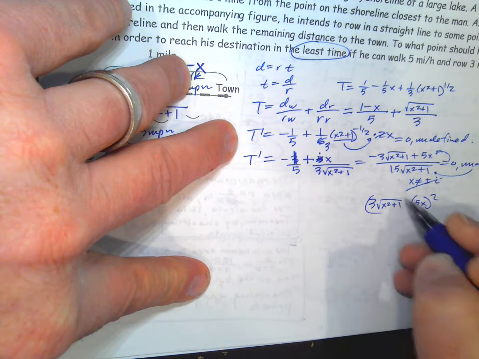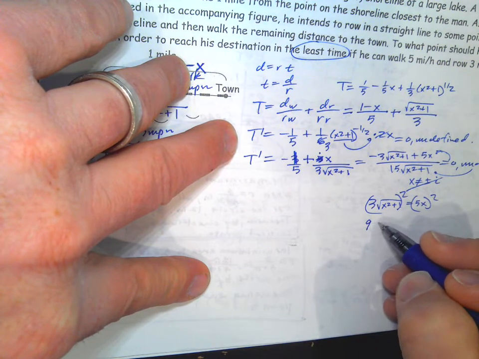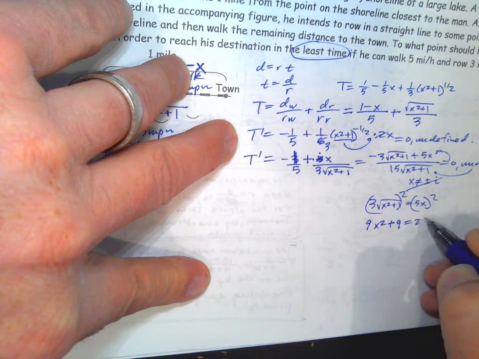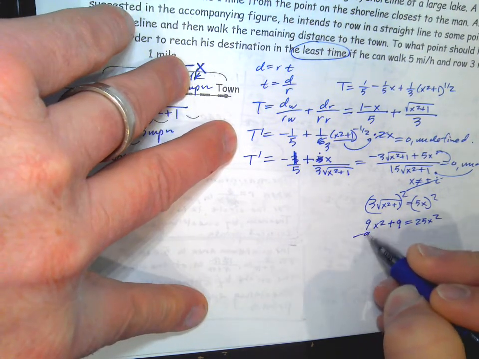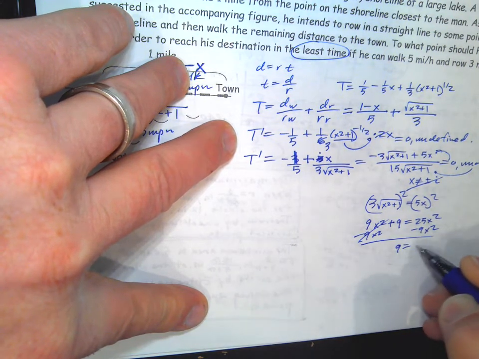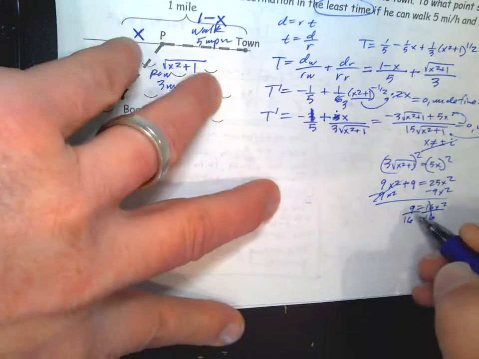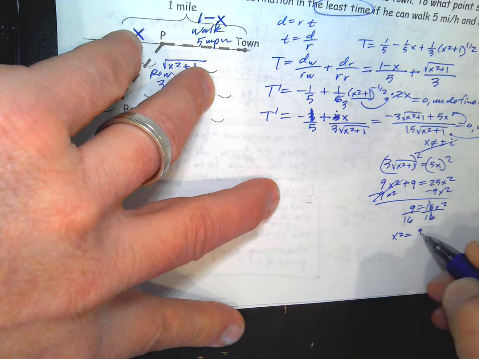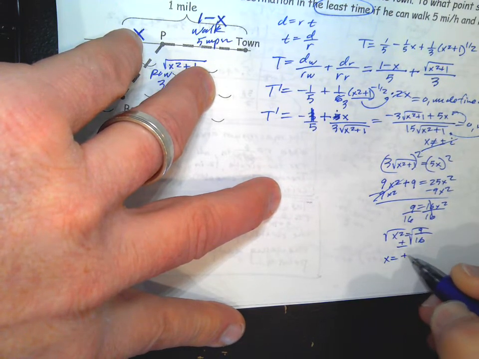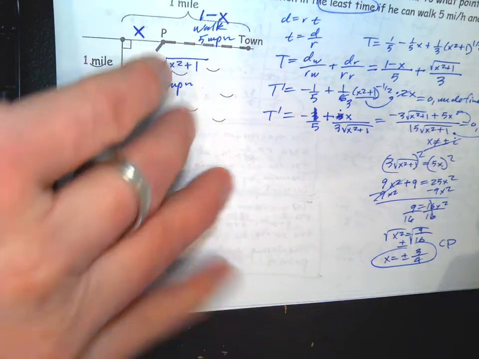I'm going to square the top and the bottom. So we're going to get 9. You can distribute it inside to the x squared plus 1. 25x squared. Keep going, solve it. So we got to take the square root of both sides, plus or minus. I need to see the plus or minus in your work, plus or minus 3/4. Those are your critical points.